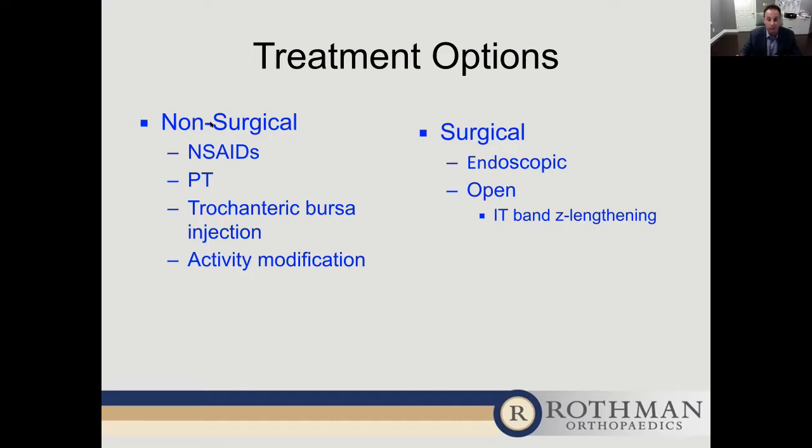FAI can be treated with non-operative means such as injections, medication, and physical therapy, same as gluteal tendon problems or trochanteric pain syndrome, as this general area is termed. You can treat it with anti-inflammatories, physical therapy, an injection, activity modification. Now, surgery can either involve an arthroscopic or endoscopic procedure or an open procedure to try to address the pathology. I do both of these things.